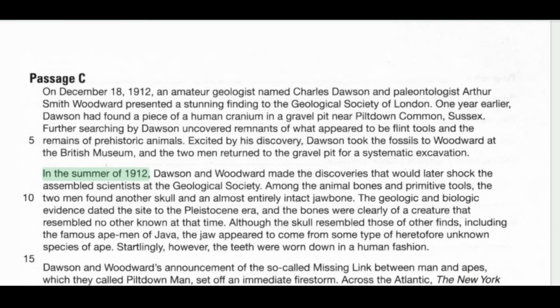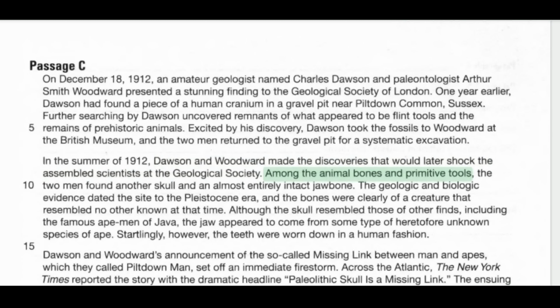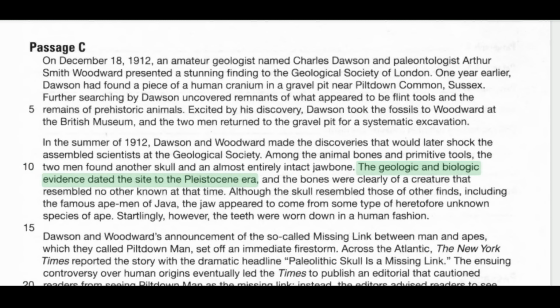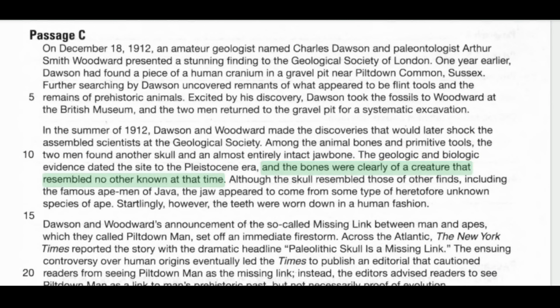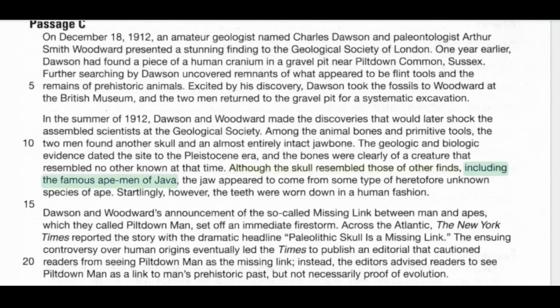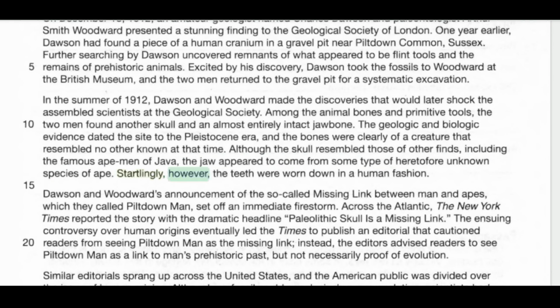In the summer of 1912, Dawson and Woodward made the discoveries that would later shock the assembled scientists at the Geological Society. Among the animal bones and primitive tools, the two men found another skull and an almost entirely intact jawbone. The geologic and biologic evidence dated the site to the Pleistocene era, and the bones were clearly of a creature that resembled no other known at that time. Although the skull resembled those of other finds, including the famous ape men of Java, the jaw appeared to come from some type of heretofore unknown species of ape. Startlingly, however, the teeth were worn down in a human fashion.